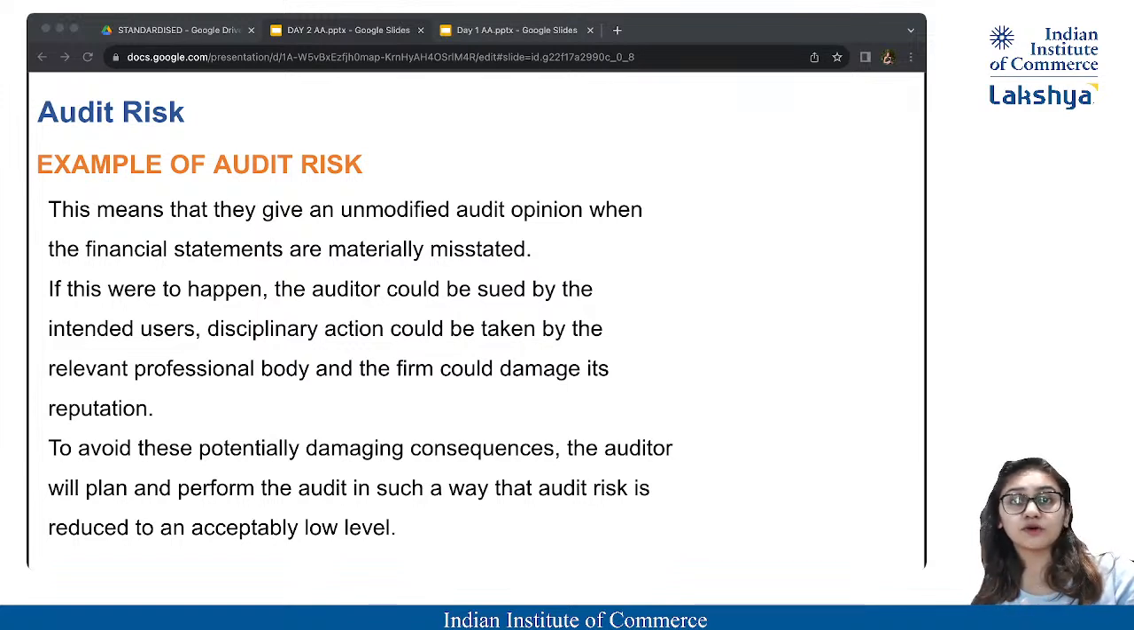See, auditor is appointed by the shareholders. Shareholders are trusting and putting a lot of faith in the auditor because the auditor is an independent person who is going to give the shareholders an idea of what is happening in the company behind their backs. And if that independent person is only lying, then who will the shareholders trust? So obviously the shareholders are going to sue the auditor if the auditor is not truthful.